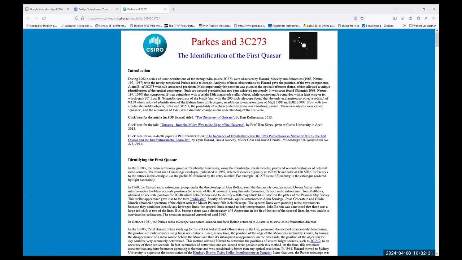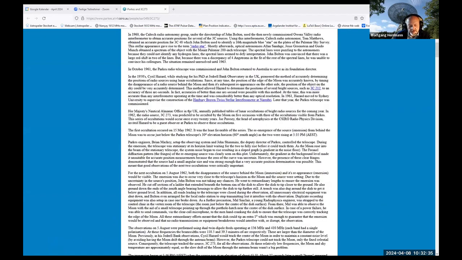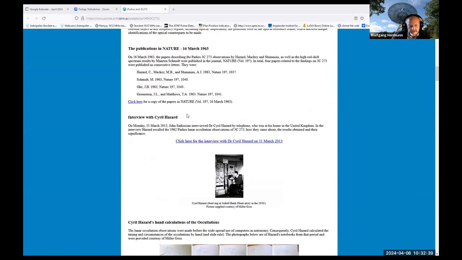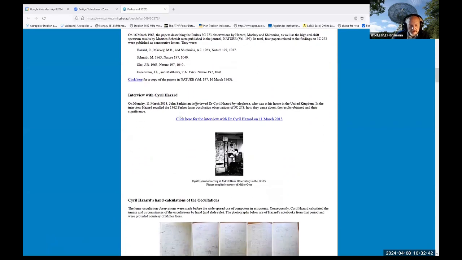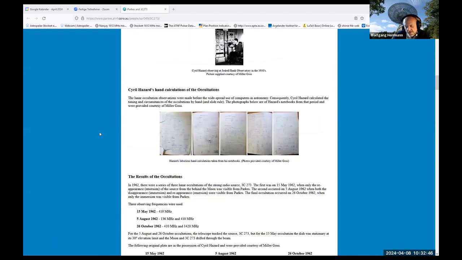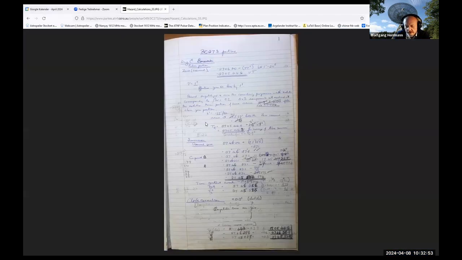Yeah, okay. Just a few things as an introduction: identifying the first quasar, the story behind that, and reference to the original publication. What may be quite interesting is how we do the calculation, compared to how they did the calculation at the time. I find this quite interesting. Everything on paper and no computers.